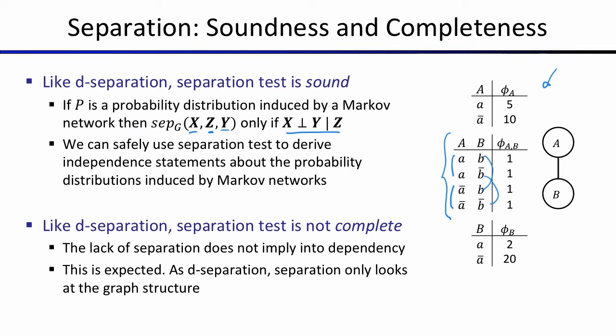And this is one expected result because this separation algorithm only looks at the graph structure. So it cannot infer anything about the parameters. So it is limited to what is being observed in the graph structure.